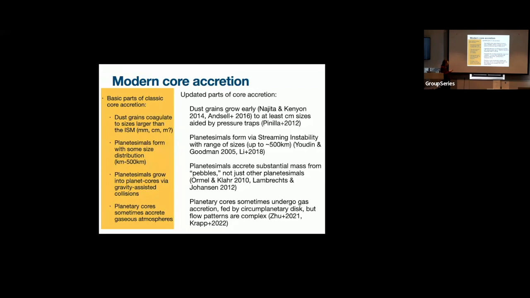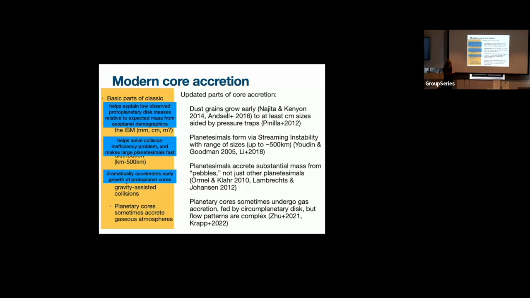And then the last part is actually a little bit counterintuitive. I'm going to spend a little bit more time on this in a minute, but the planetary cores, which the classic theory argues will just undergo gas accretion and become gas giants, it turns out that this is a little bit more complex in 3 dimensions than the original theory, and it may explain why gas giants are not so abundant after all.